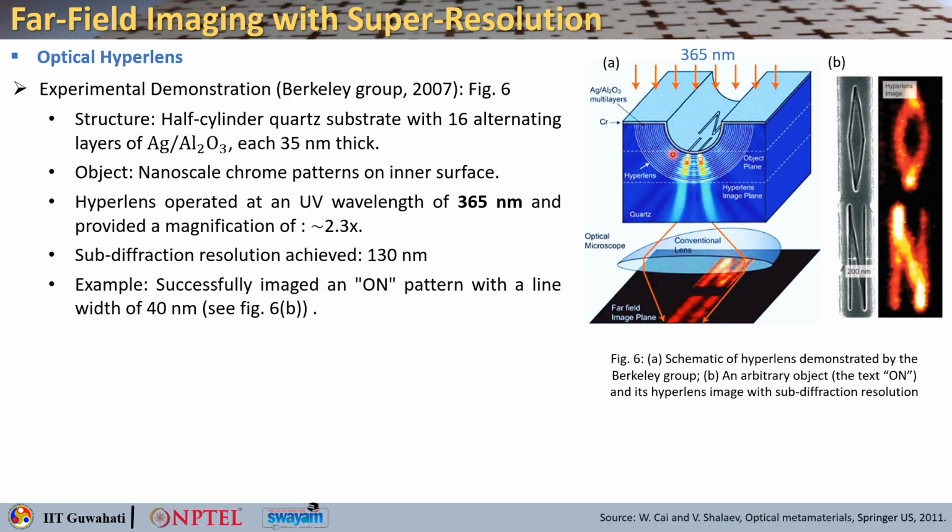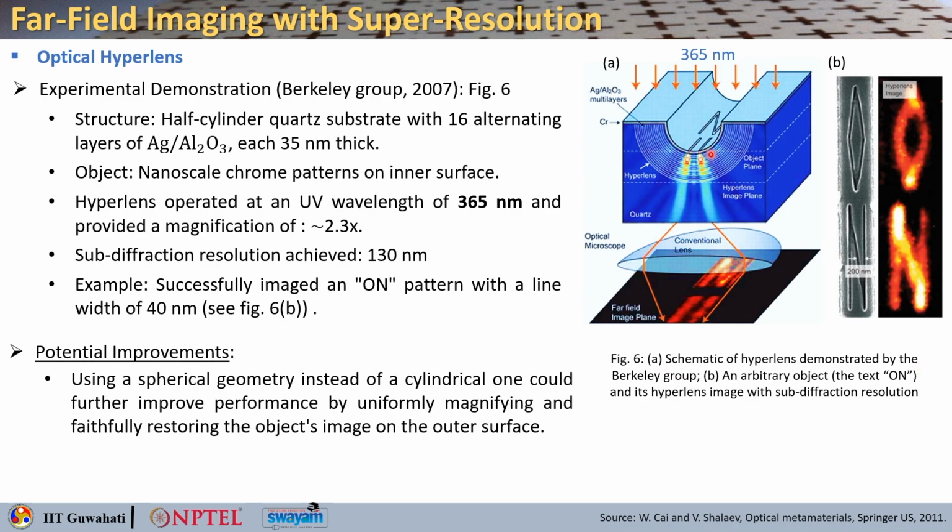So, you can successfully get this pattern imaged using this kind of concept, because after that, you can put a conventional lens and then the optical microscope, and then you can create the far field image plane, and you can see this beautiful pattern as an image.